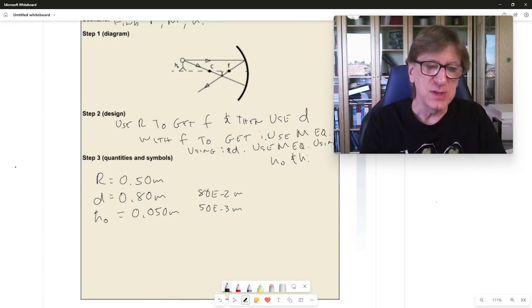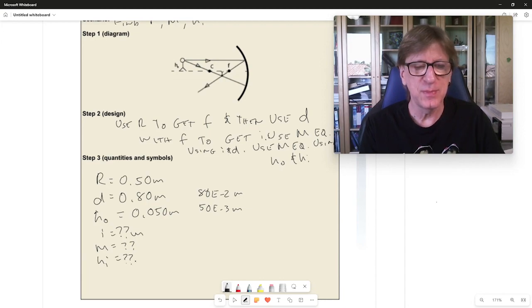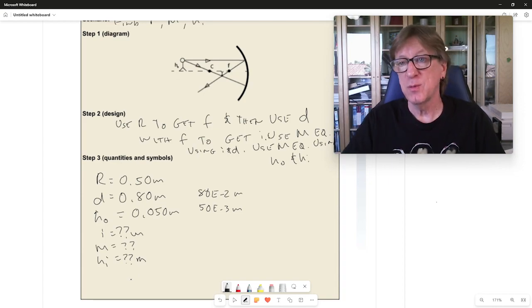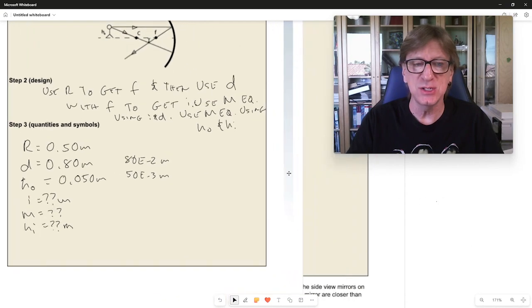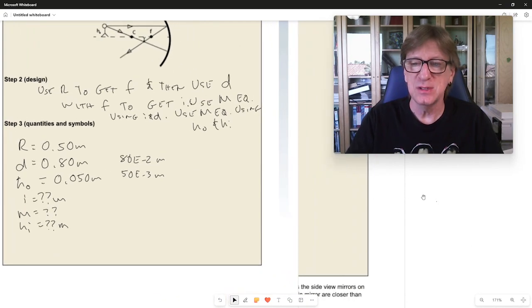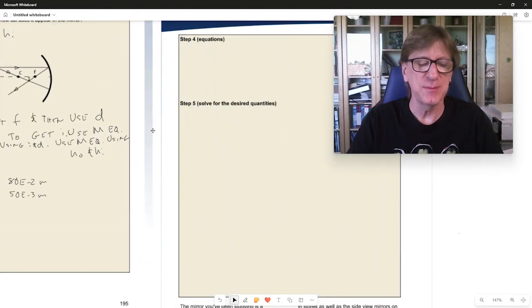Okay. Now, the things we're looking for: we need to know the image distance in meters. We need to know the magnification, which has no units. And then we need to know the image height. Now, we already know that we're going to need to find the focal length. But for now, these are the symbols that we know we need. And it's a good strategy to not add any more symbols until you're sure that you're absolutely going to need them. Okay, so we'll put that to the side for just a minute.